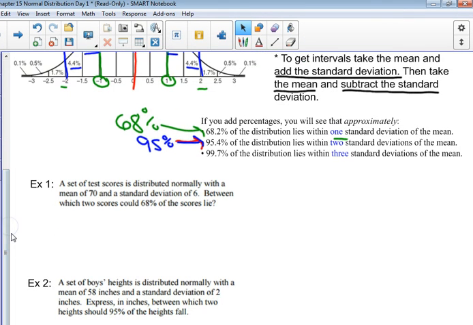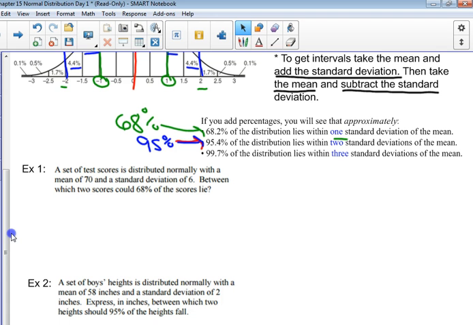All right, so let's look at a couple of them. This is going to be how we're going to really be using your scores here. A set of test scores is distributed normally with a mean of 70 and a standard deviation of 6. Between which 2 scores could 68% of the scores lie? So a couple things in here.